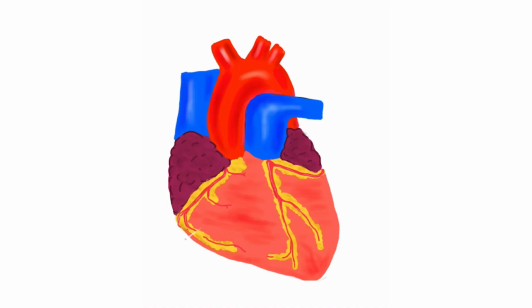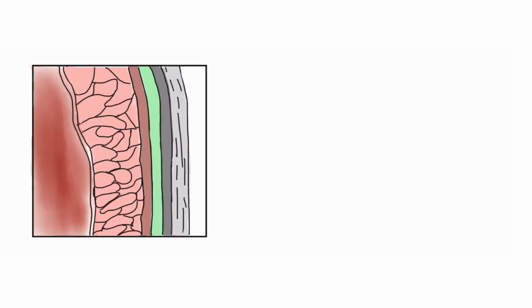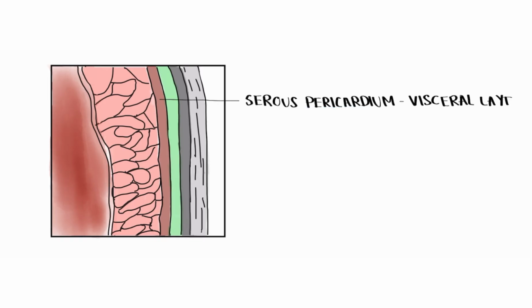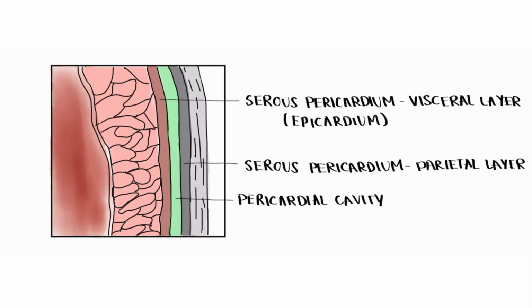As we mentioned earlier, the heart is contained within a sac known as the pericardium. It can be separated into the serous pericardium and the fibrous pericardium. The serous pericardium contains 2 layers: the visceral layer, which we know now forms the epicardium, and the parietal layer, which is attached to the fibrous pericardium. Between them, there is a narrow cavity called the pericardial cavity.